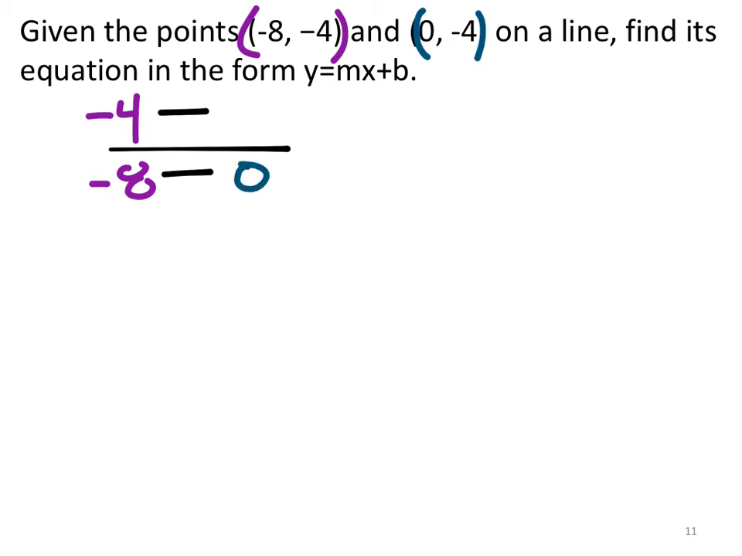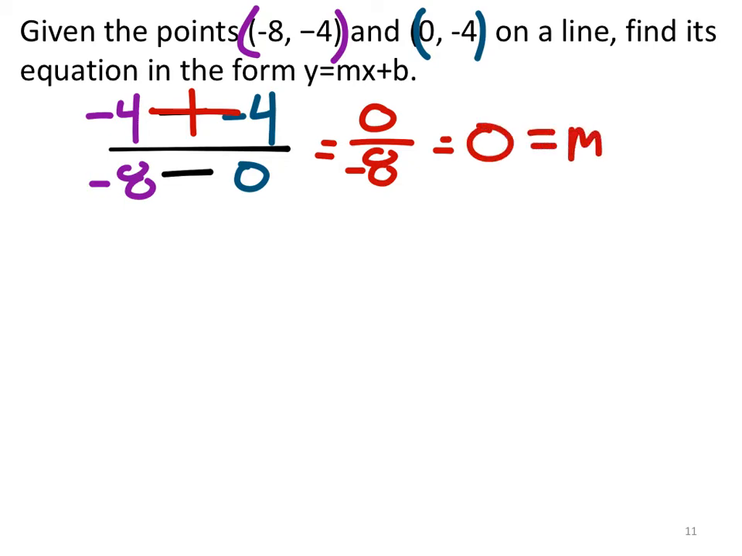So negative 4 on that one. We're going to change that to plus 4 right there. Negative 4 plus 4 is 0. And negative 8 minus 0 is negative 8. And 0 divided by negative 8 is 0. That is our slope, which we like. We do like that slope.